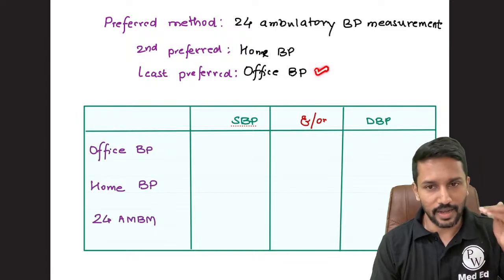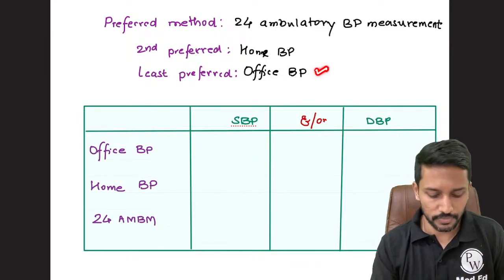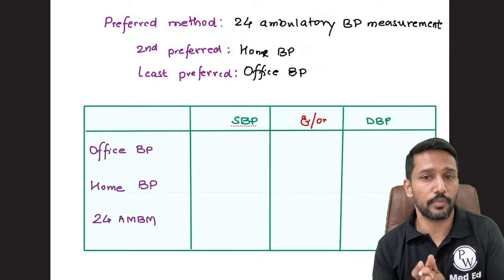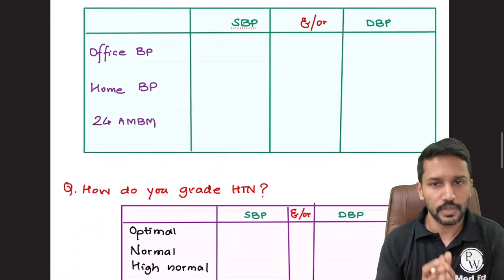I need to have a little higher diagnostic cutoff for office because I have to account for white coat hypertension, maybe slightly lower for home, maybe further lower for 24-hour ambulatory BP measurement. So let us look at how we make a diagnosis of hypertension.